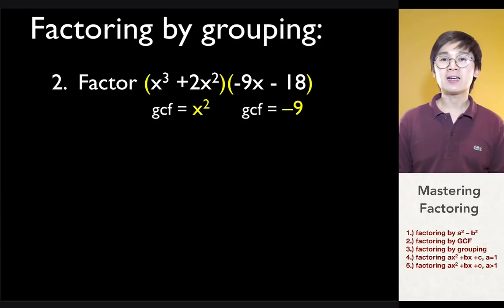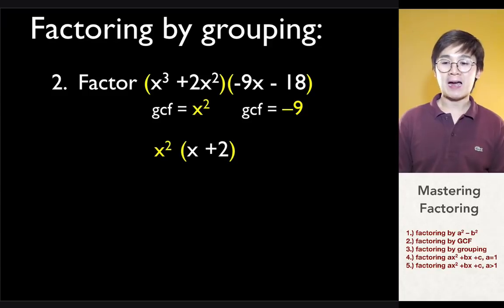So always get rid of the negative sign in your leading term, or the first term, by taking out the negative factor of that term. So if I have negative 9x minus 18, my GCF would be negative 9 because I want to get rid of the negative in my leading term. So once we factored it out, the first group is easy to factor. It will turn into x squared times x plus 2.